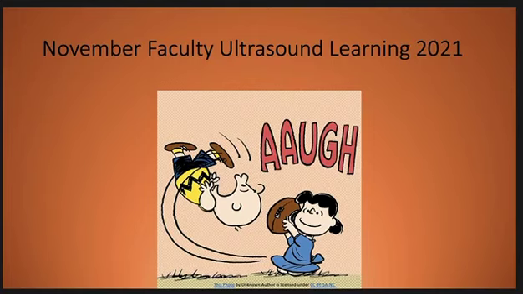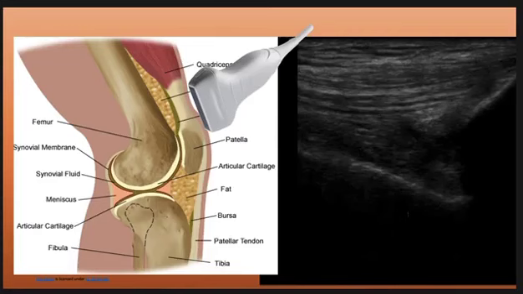November brings Thanksgiving, and for some people, Thanksgiving brings football, and sometimes orthopedic injuries. This month, we'll focus on scanning the knee, finding quad tendon ruptures and effusions.